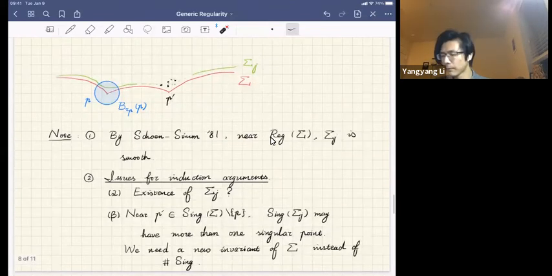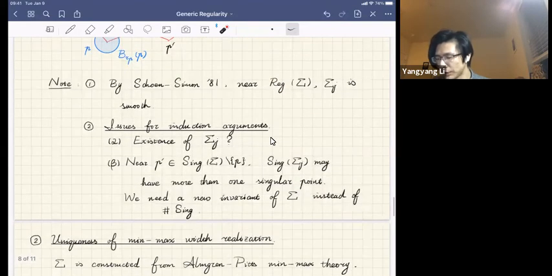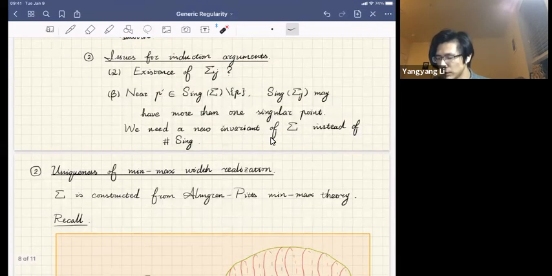Okay. So these are the two other ingredients that we need in order to prove our main theorem. In order to solve the first issue, we need the following uniqueness of min-max width realization.